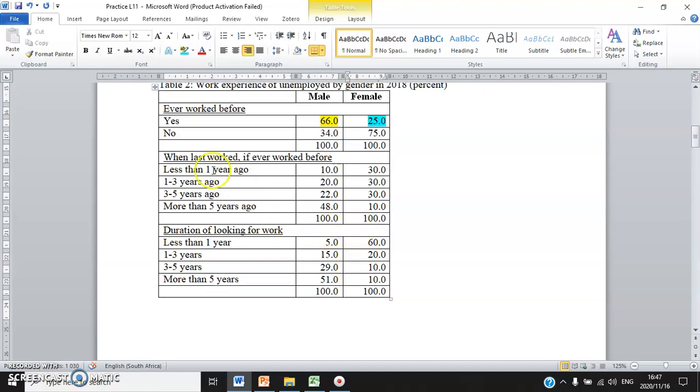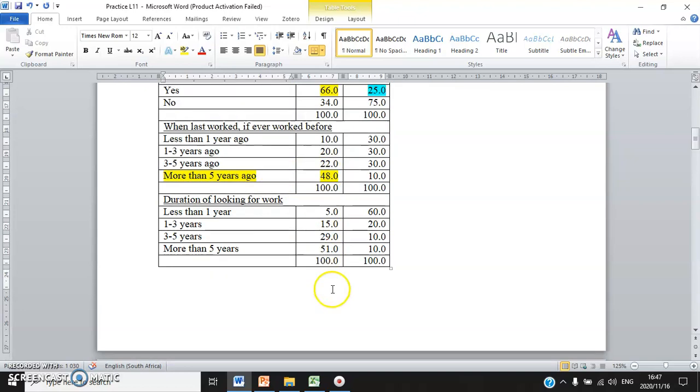Okay. And then when last work, if ever worked before, do you see the chronic unemployment problem is more serious for the male? A much greater share of male with past work experience, they are currently unemployed, they last worked more than 5 years ago. And then similarly, duration of seeking work, you see the much greater share of male unemployed who have been seeking work for more than 5 years.